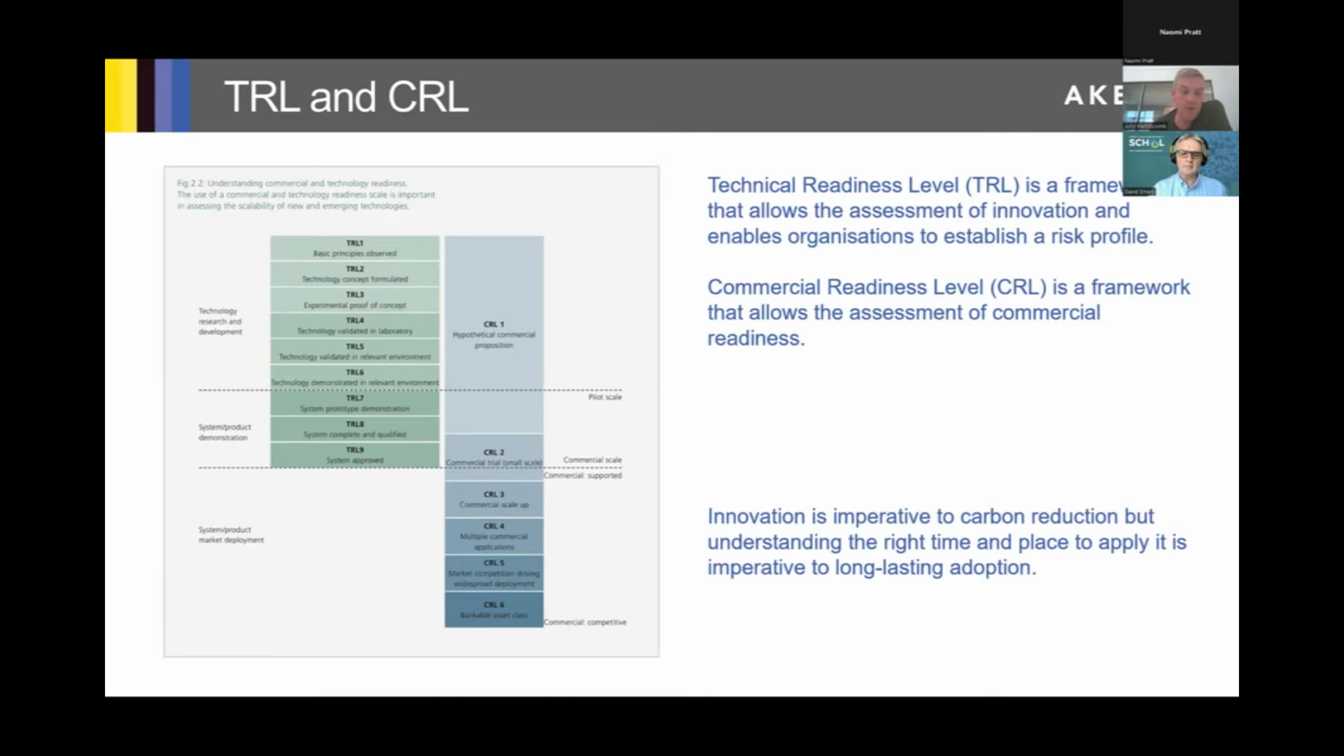So when using novel or new ideas to you or your organisation, just be really understanding of how technically ready a solution is, what risk, if it's not commonplace, that brings to your project, and are you in the right place to manage that risk. Technical readiness levels, TRLs, is a framework that allows you to undertake that assessment. And commercial readiness levels is a framework that allows you to assess the commercial readiness of solutions.